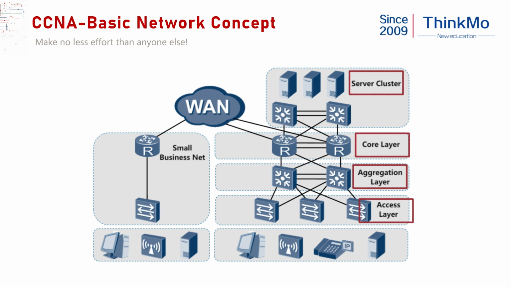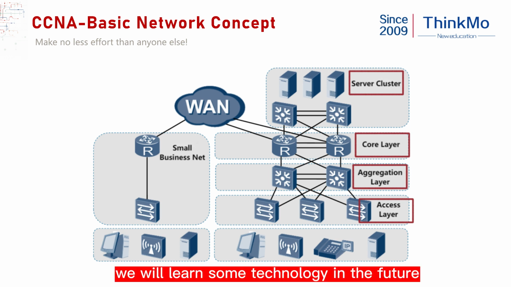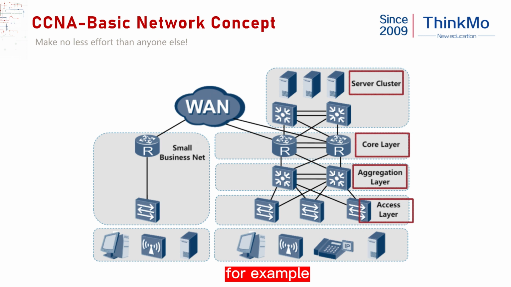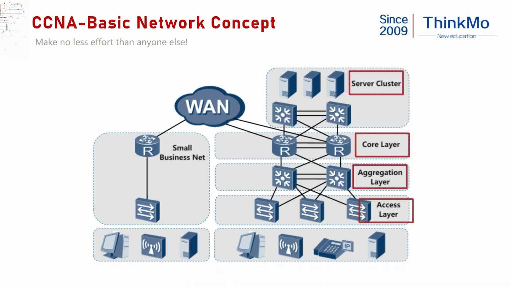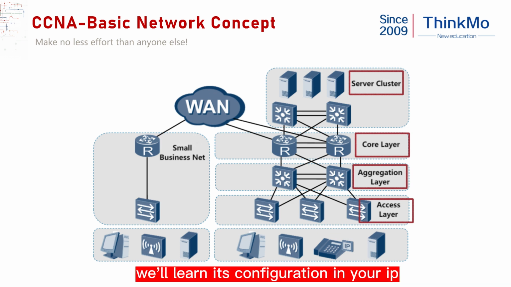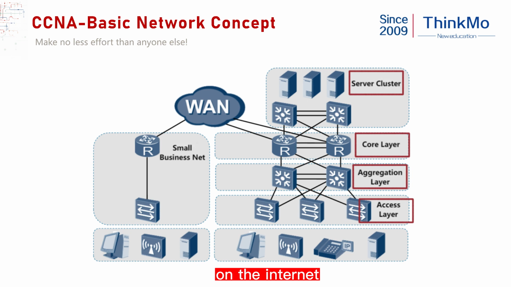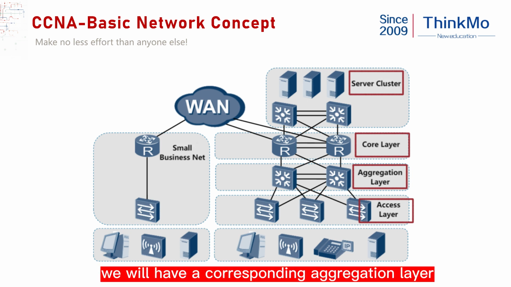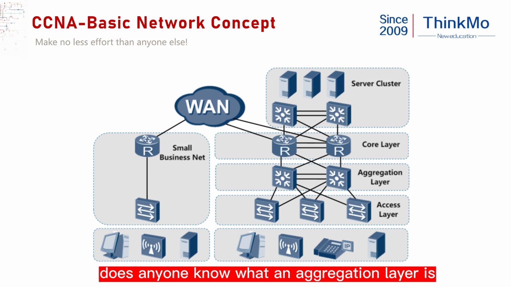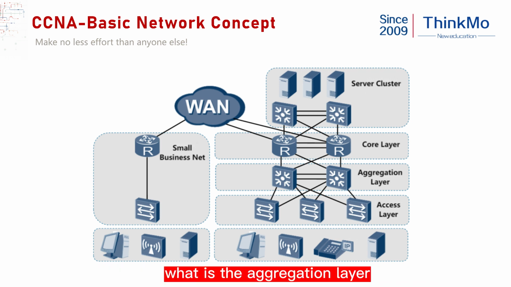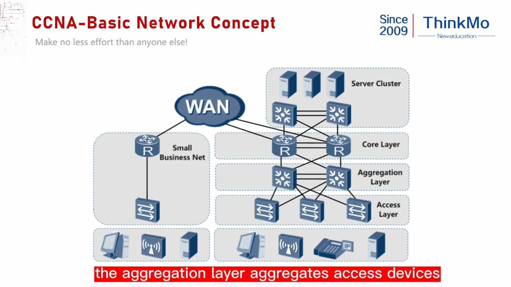Generally speaking, we will learn some technology in the future, for example, DHCP snooping. We usually do this at the access layer. We'll learn its configuration in your IP course. On the network, we will have a corresponding aggregation layer. Does anyone know what an aggregation layer is? The aggregation layer aggregates access devices.